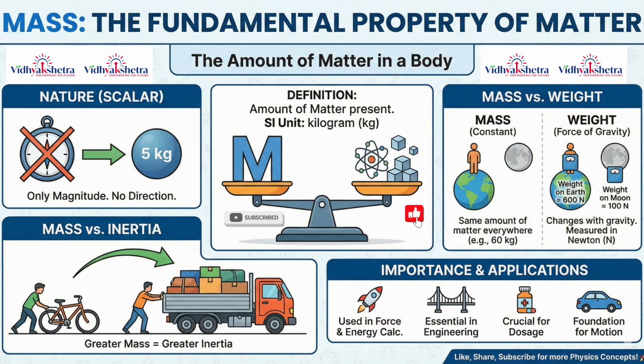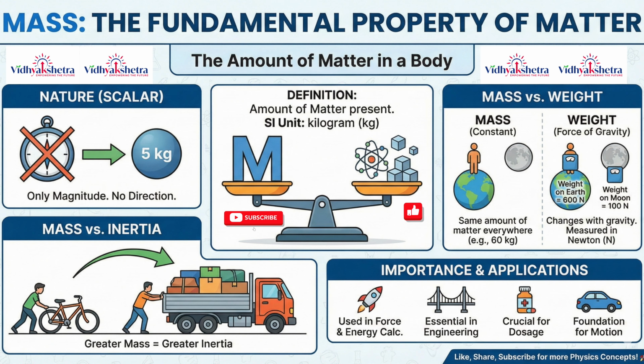Mass and weight. Mass and weight are often confused, but they are different. Mass is the amount of matter in an object. Weight is the force of gravity acting on that mass. Mass remains constant, measured in kg. Weight changes with gravity, measured in Newton, N. For example, your mass is the same on Earth and the Moon, but your weight is less on the Moon.